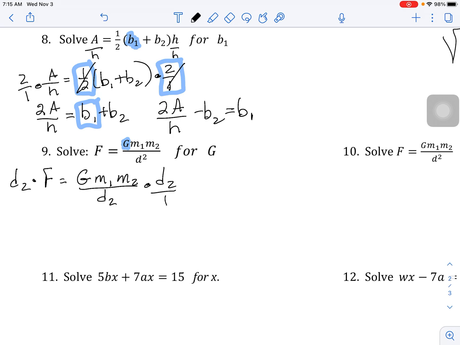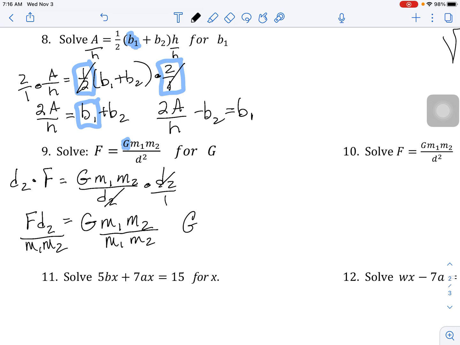Why would I do that? Because look what happens. The d2's cancel. So now I've got F d2 equals G m1 m2. Now, if I'm going to solve for G, all I have to do is divide away the m1, m2. And when I wrote that F d2, I realized we need to write our variables in alphabetical order. D comes before F, so this should be G equals d2 F over m1 m2.